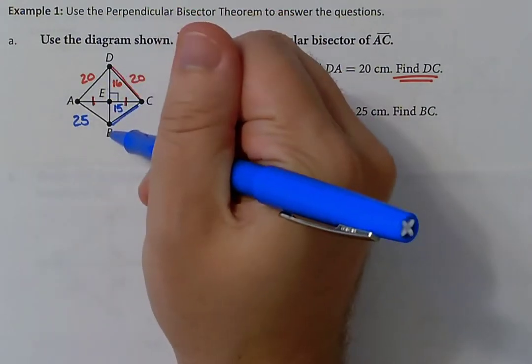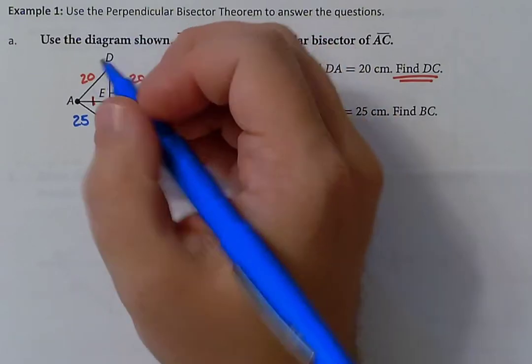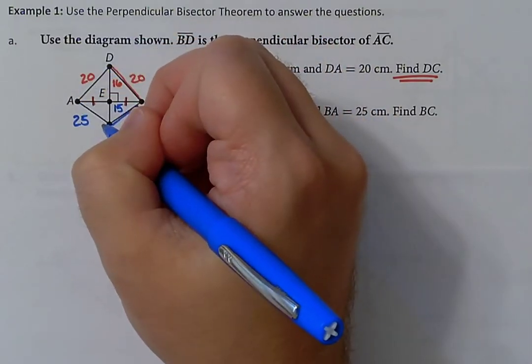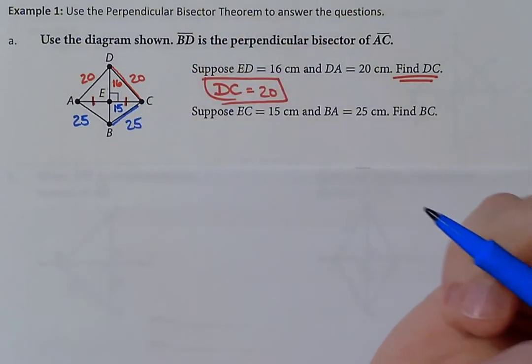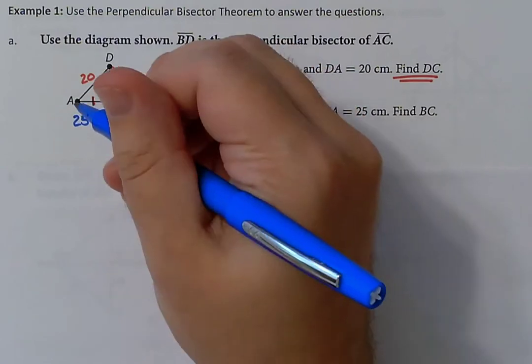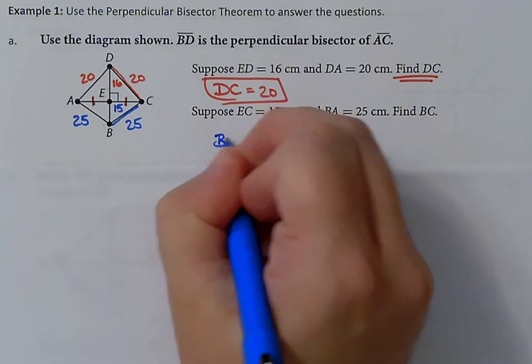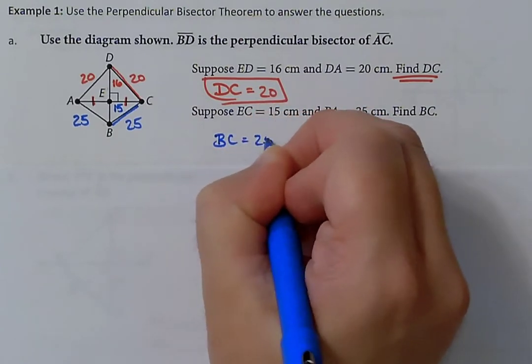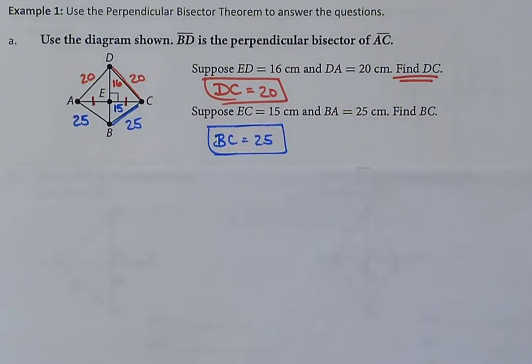Again, if BD is the perpendicular bisector of AC, if I know that AB is 25, I know that BC is also 25. And I know that because B is the same distance from A as it is from C. So that means BC is 25 centimeters as well. So that is using the perpendicular bisector theorem to go through and find segment lengths.